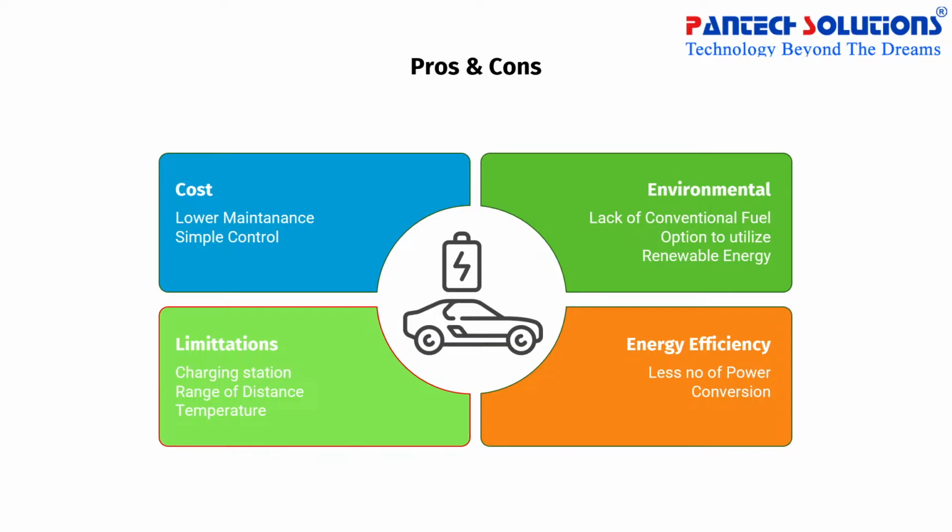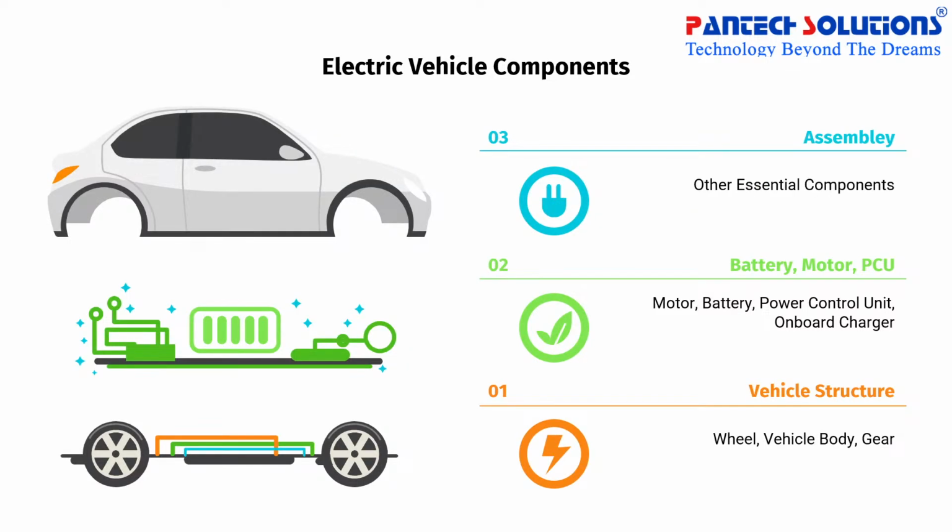We need to check the environmental conditions. After that, the limitations: charging, range of distance, and temperatures. For the battery, we need to do some battery management system configurations. After that, energy efficiency, so that we can improve the electrical vehicle efficiency compared with conventional vehicles. After that, the electrical vehicle components. If you take one electrical vehicle, what are the important components? As in our conventional vehicle, every part will be there. It is the same thing.